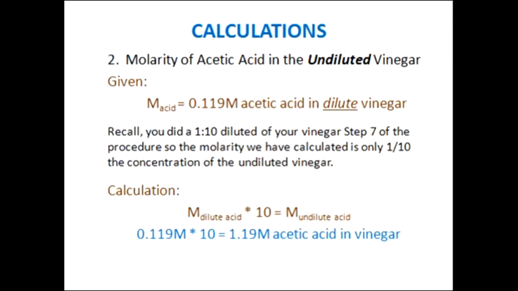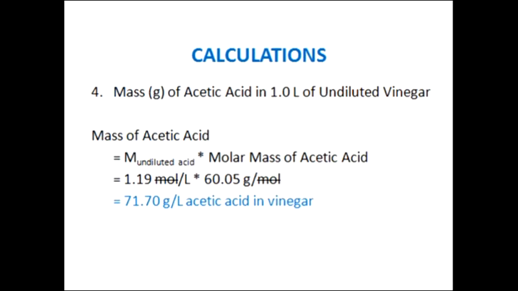The next calculation is for the molar mass of acetic acid, CH3COOH. We have calculated the molar mass a million times by now. Next, we need to find the mass of the acetic acid in 1 liter of our undiluted vinegar. To do this, we multiply the molarity of the undiluted acid by the molar mass of acetic acid, and if I do that calculation, I find that I have 71.70 grams per liter of acetic acid in vinegar.